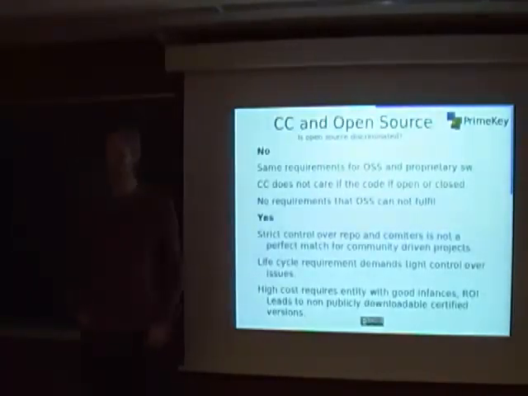To be more specific about open source: is open source kind of discriminated against by Common Criteria because it's so tuned for proprietary software? Both yes and no. The same requirements apply for open source and proprietary software. Common Criteria doesn't care if your source code is open or closed. It's not security by obscurity in any way. There's no requirement that you can't fulfill in open source software. On the other hand, yes, because it requires strict control over the repository and committers.